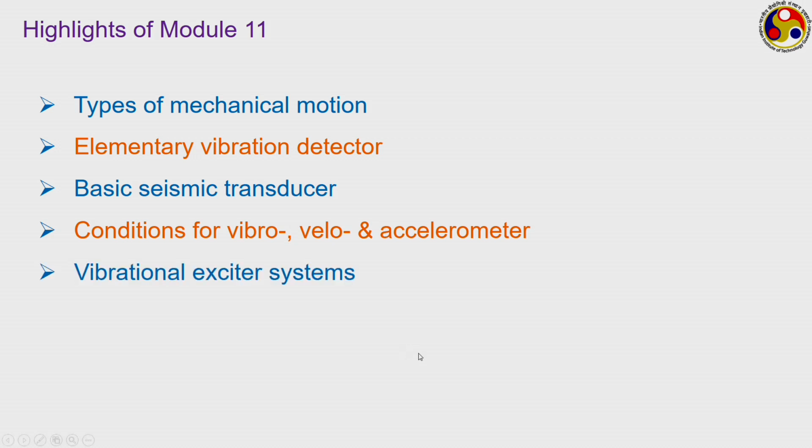And finally, we briefly touched upon the vibrational exciter systems. So, that takes us towards the end of this module 11.